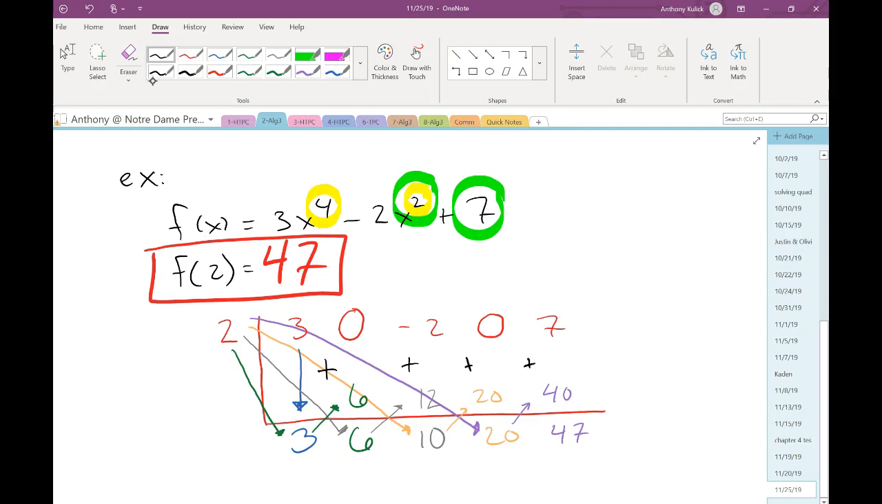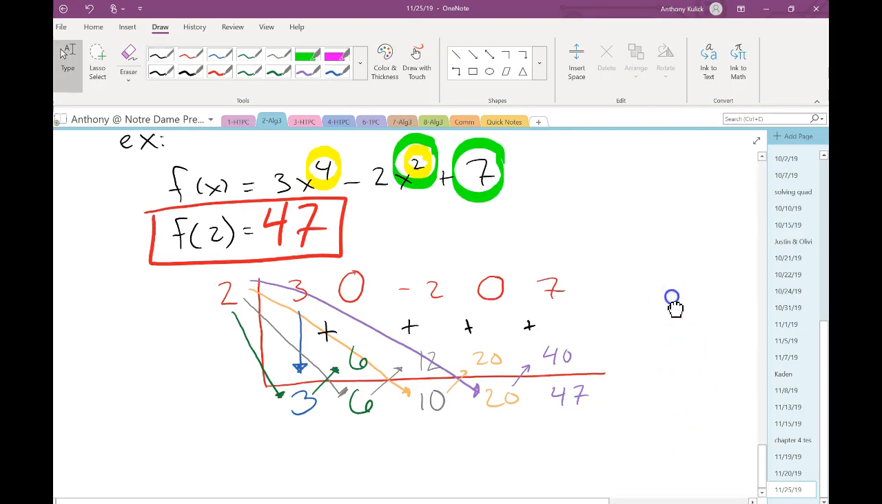Okay. Do we feel okay doing this synthetic substitution? Should be relatively easy, right? All we're doing is multiplying and adding. The procedure is the only thing that's a little bit tricky, but once you've done it a couple of times, you should be good. The hardest thing to remember is to include the zeros. Yeah, can't forget to do that.